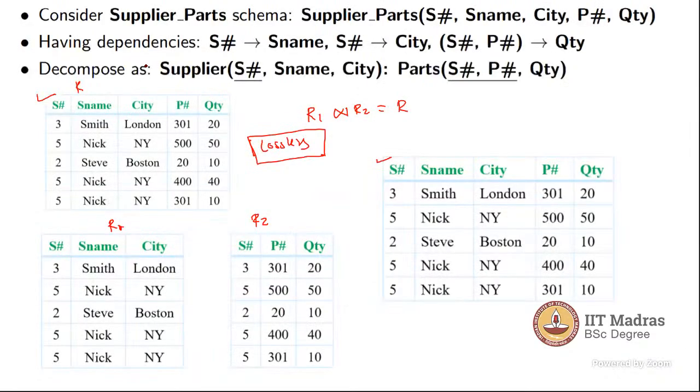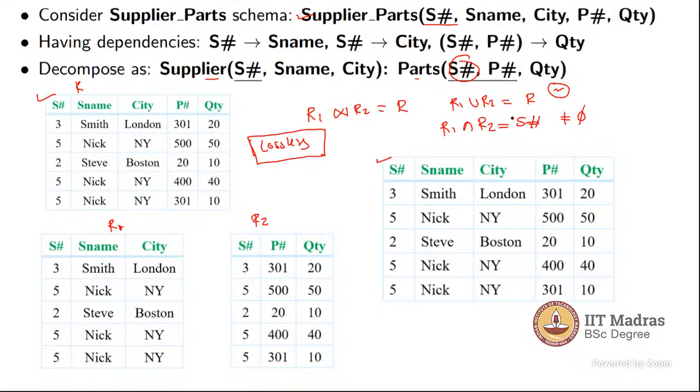If you see the previous example, if you perform R1 union R2, I am getting SID, SN, CT, PID and quantity. So I am getting equal to R; I am getting all the attributes which are there in the original relation R. Now our first condition is satisfied. Now let us go for the second condition, R1 intersection R2. The common attribute between the supplier and the part is SID, so it is not equal to the empty set. So our second condition is also satisfied.